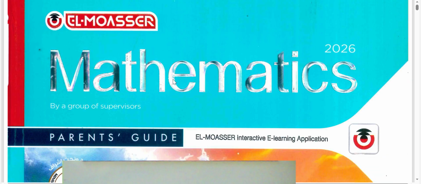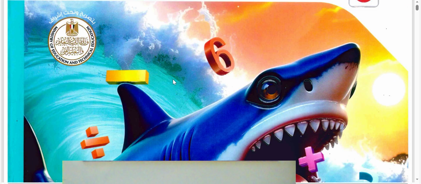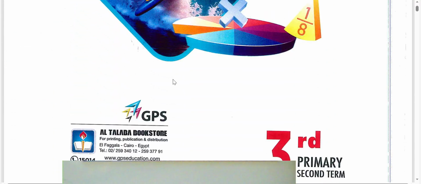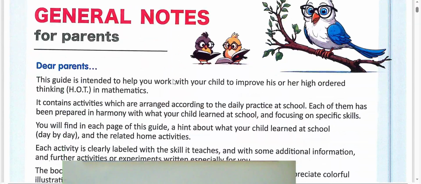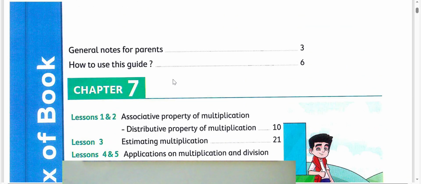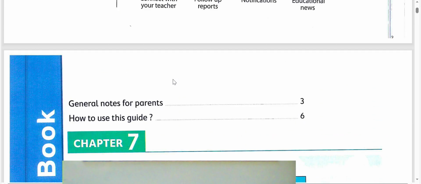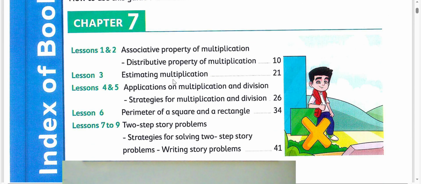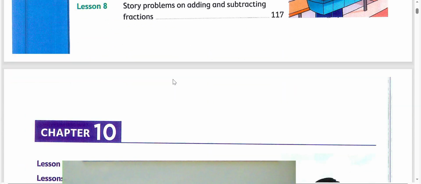Grade 3. Today we'll explain the first lesson from Al-Moasser book, second term. Open the book with me. The first lesson talks about what? Look at it with me here. Lesson or chapter 7 first. Chapter 7 talks about the associative property of multiplication, the distributive property, estimating multiplication, and properties of addition.